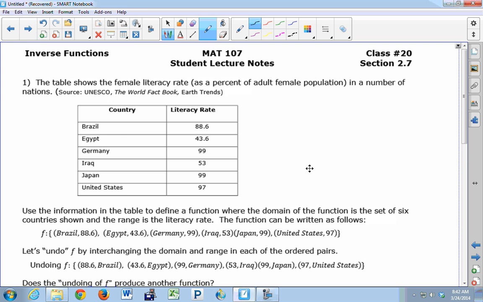Okay, so let's take a look at inverse functions. Do you want to read this table for us, Chris? Okay, so what are we listing here for our input in this particular table? What's the input here?